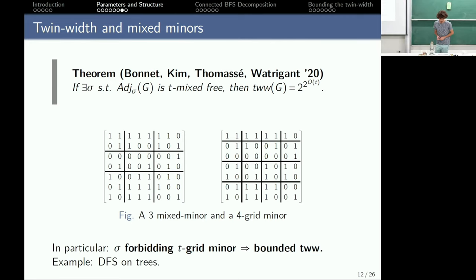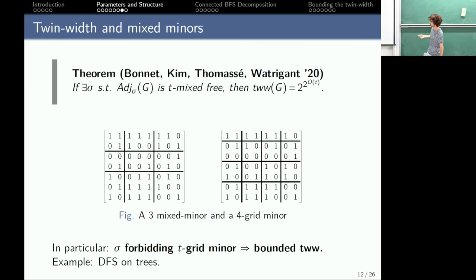I will give an example of this for bounding the twin-width of trees. The twin-width of trees is actually two, and you can show it just by contraction sequences, but this will serve as a justification for later on.